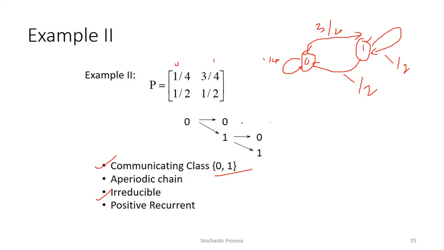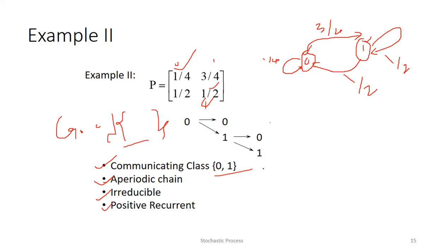Now we can find periodicity. How can we find the period? Generally we take the GCD, the highest common factor, then we get some value. Finally, there is one shortcut also. If the p_ii value is greater than 0, then we say that it is aperiodic. See, this 1 by 2 is greater than 0, 1 by 4 is greater than 0, so it is aperiodic also. Now we can check for recurrence.